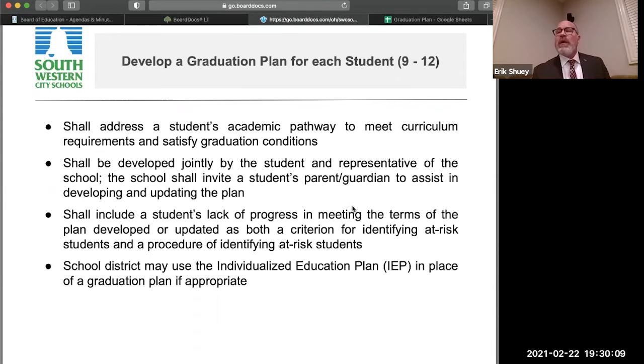And I have been working with and pulled a team of administrators, teachers, and counselors to work on this task. I guess we are in our second year of meetings at this point. What we're looking to do is address the student's academic pathway that is going to meet the curriculum requirements and satisfy graduation conditions. And as you know, satisfying graduation conditions is a little tricky when we've had four different conditions in four different years, with each cohort being different.